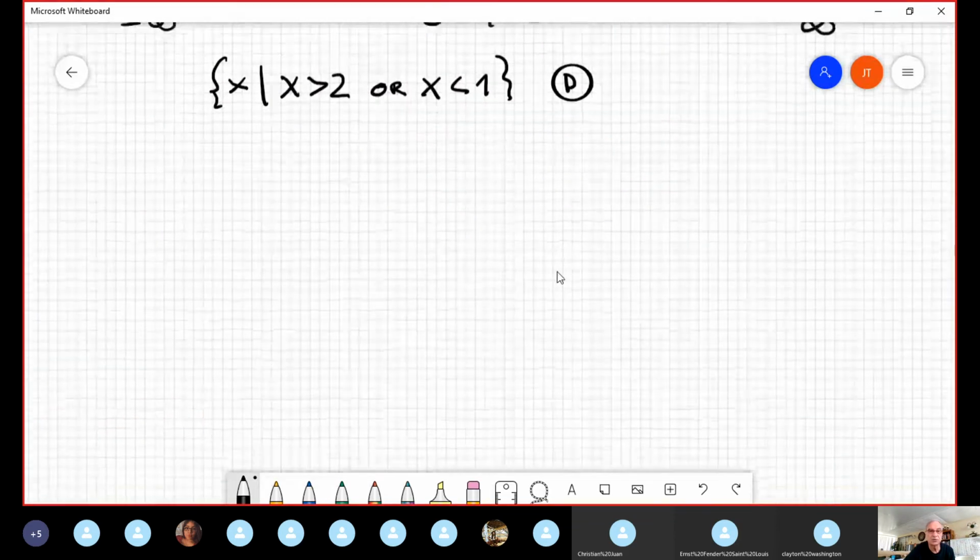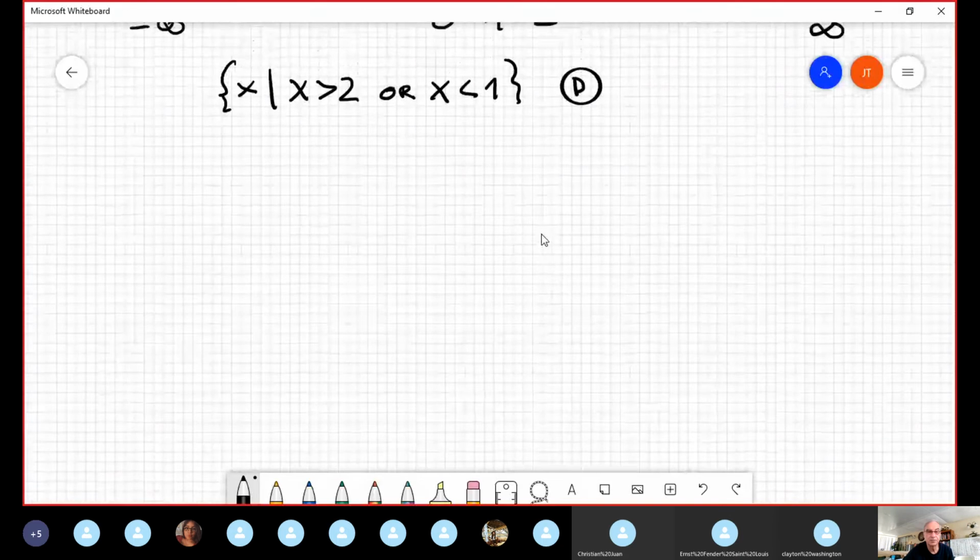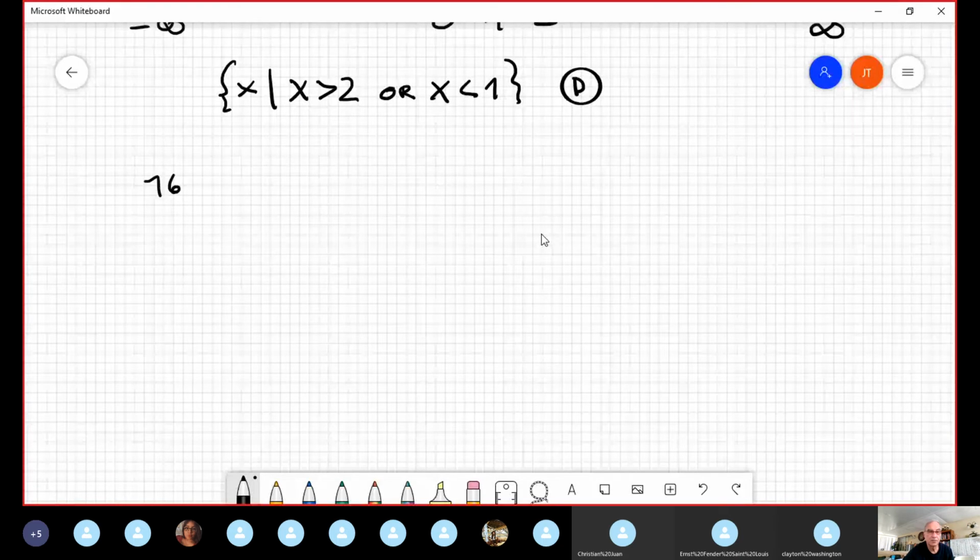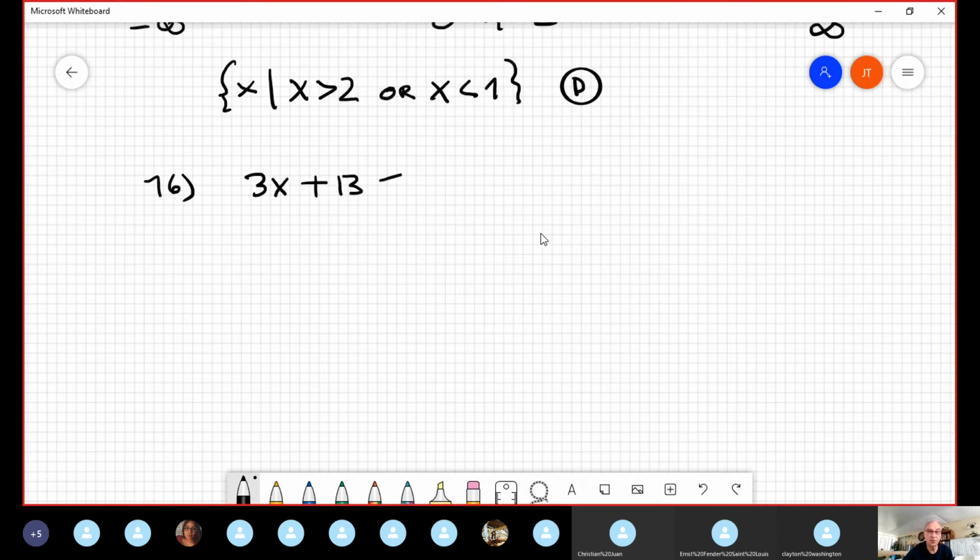We go to problem 16. 16 is 3x plus 13 less than or equal to negative 18, or 3x plus 13 greater than or equal to 18. Okay, I try.